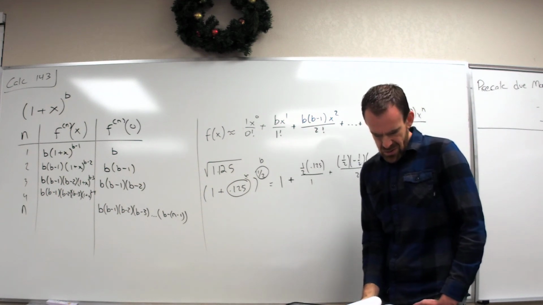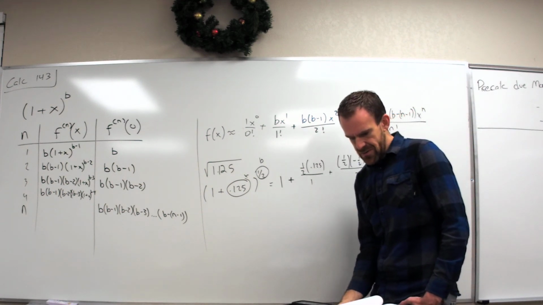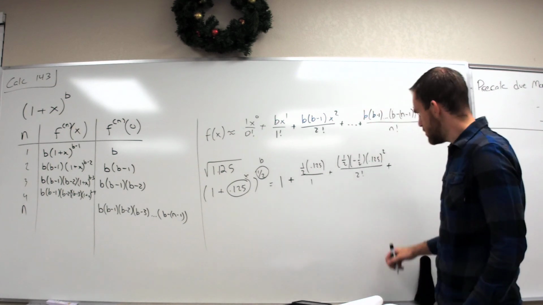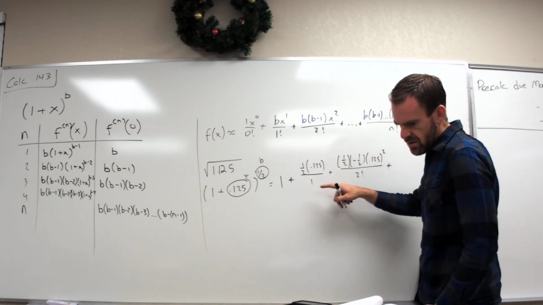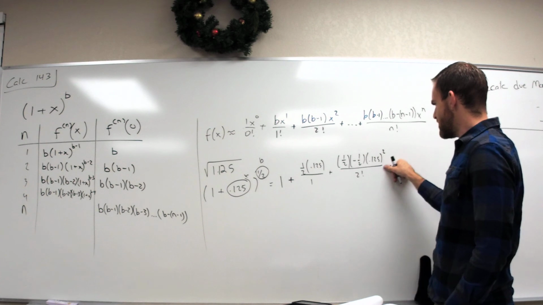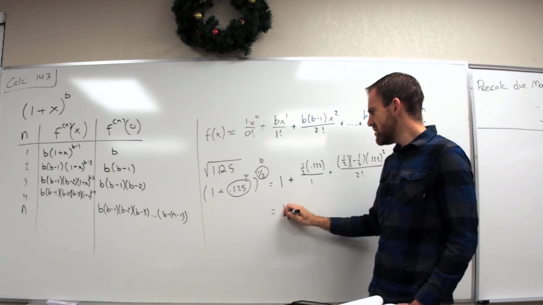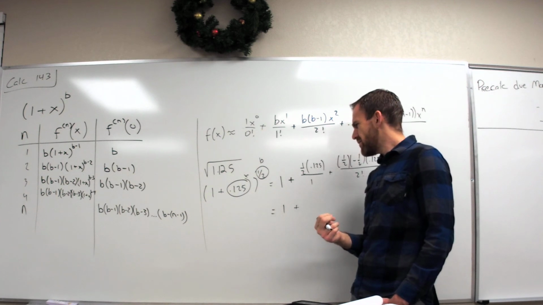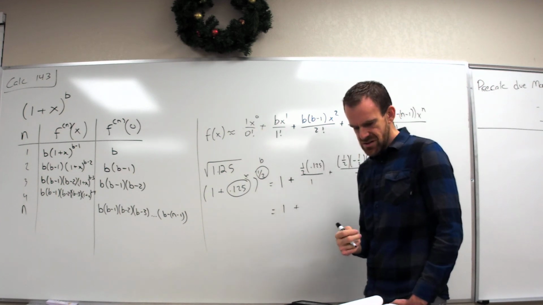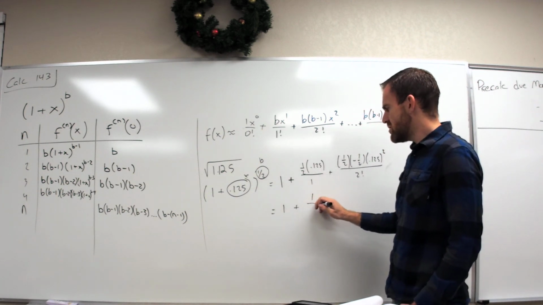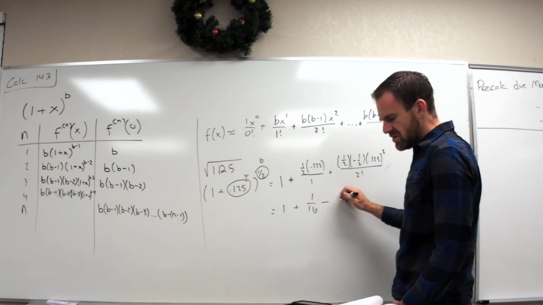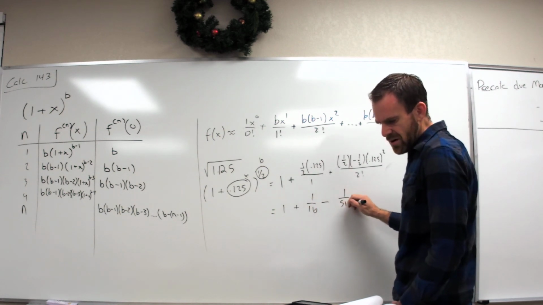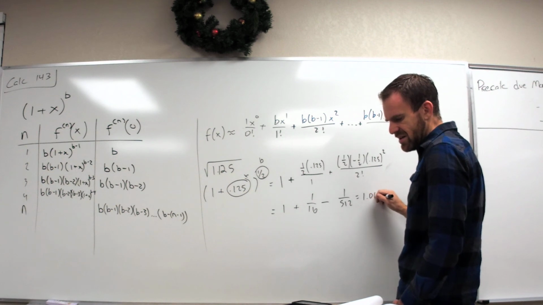It turns out you only need 3 of them. 1, 2, 3 terms to get within the error you need. So this is 1. This, remember, 0.125 is like 1/8, if I'm not mistaken. Yeah, that sounds about right. So this is 1 plus 1/16 minus 1/512, which is 1.0605.